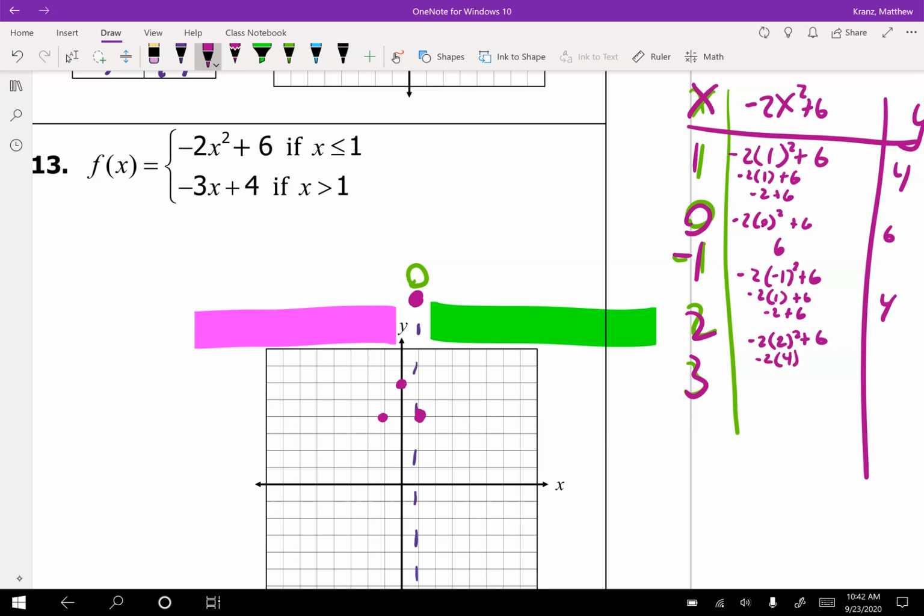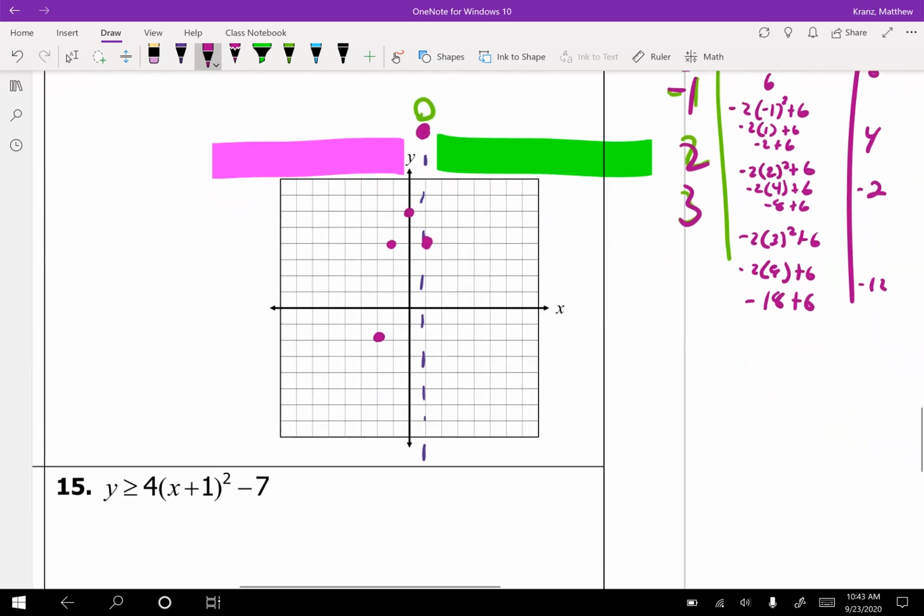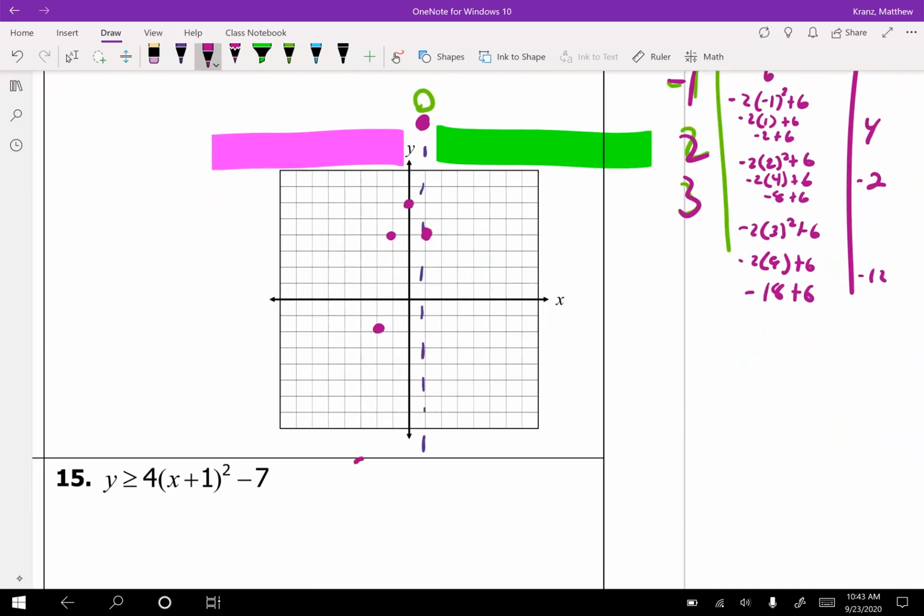Negative 2 times 4 plus 6. So negative 2 times 4 is negative 8, plus 6 is negative 2. So that'll put me right here at (2, -2). And then finally, negative 2 times 3 squared plus 6. Well, negative 2 times 9 plus 6 is negative 18 plus 6, which is negative 12. So (3, -12) would be my next point, which would be somewhere over here. So we see that our parabola is doing one of these.